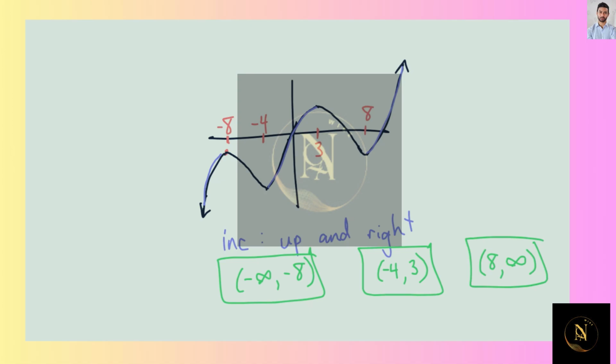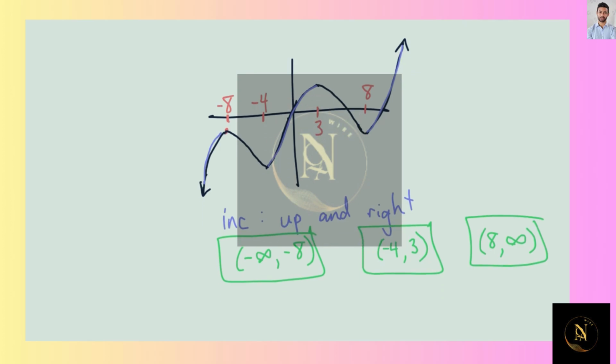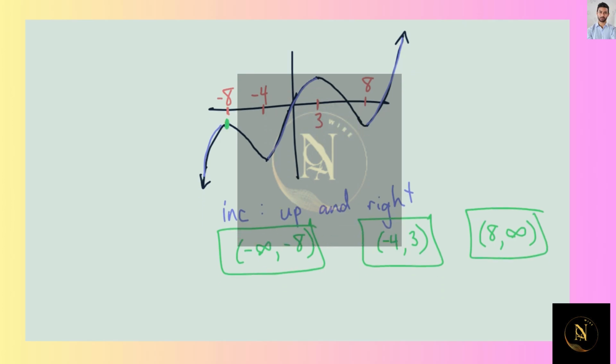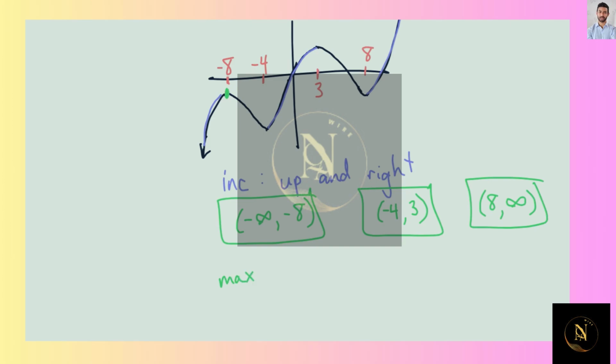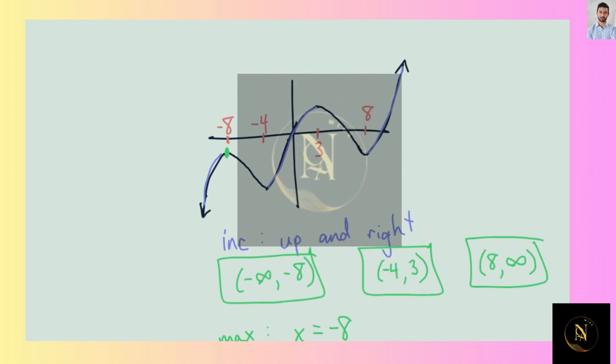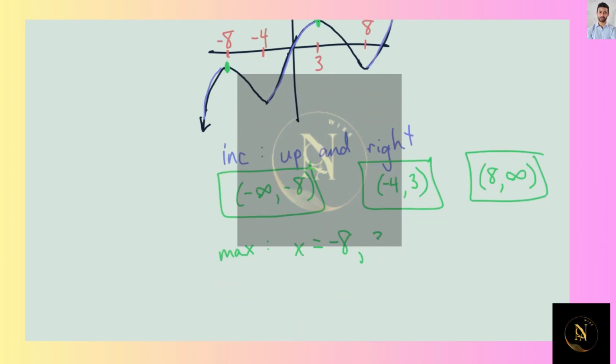And then the next one is the local max at which x values. Well, that's where it changes from increasing to decreasing. So I'm just going to write out the numbers and point them out. I hope you agree that -8 is increasing to decreasing. 3 is also from increasing to decreasing.